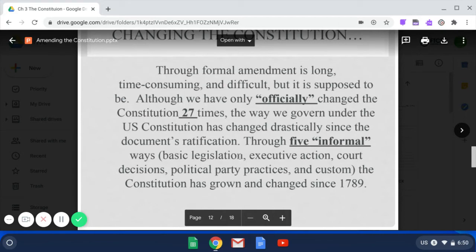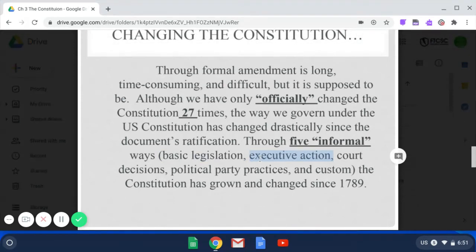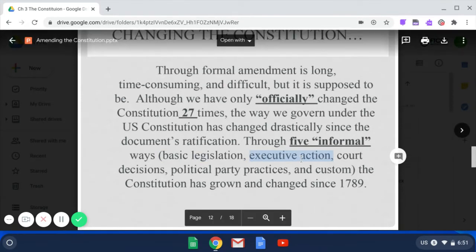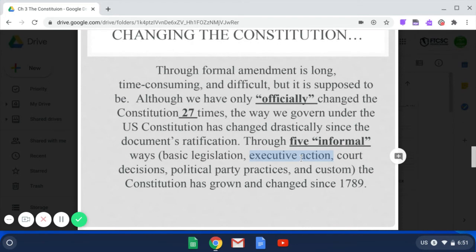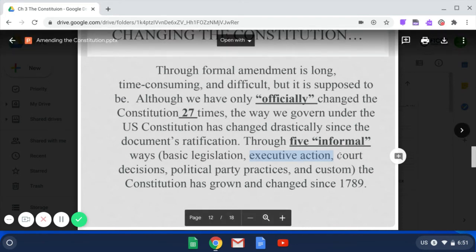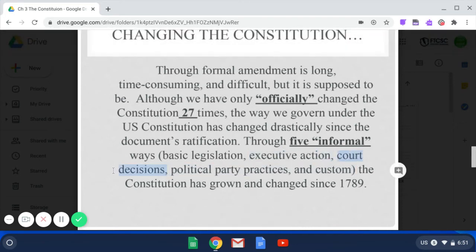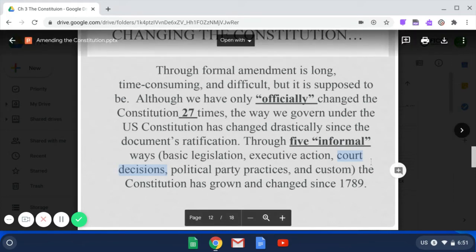You can have legislation, so through laws. Executive action, that's where the president issues an executive order. However, those executive orders can be somewhat limited because they have to be constitutional. Court decisions, so this is the Supreme Court. For example, the most recent famous Supreme Court decision: it's not in the Constitution, but the Supreme Court ruled gay marriage legal. That would be a court decision.